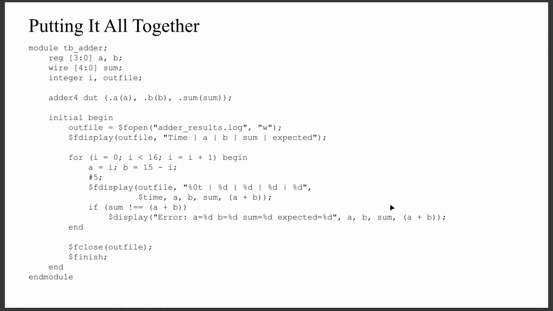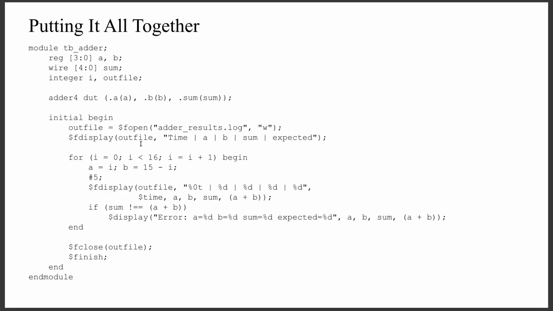So putting it all together. We declare a test bench called adder_tb. Then we declare registers A and B, a wire sum, an integer i, and an output file. We use a module called adder4 and name it device under test. We put our variables into the module, initial begin.